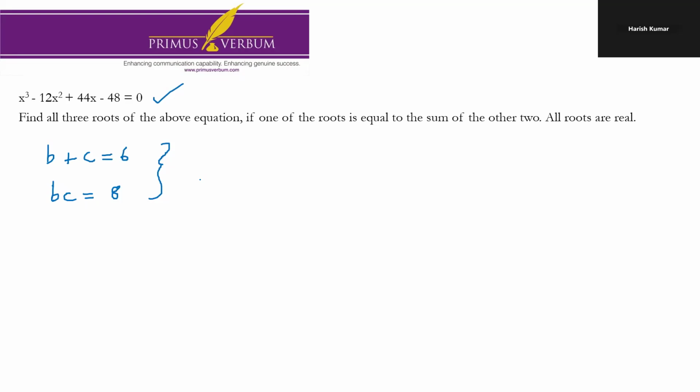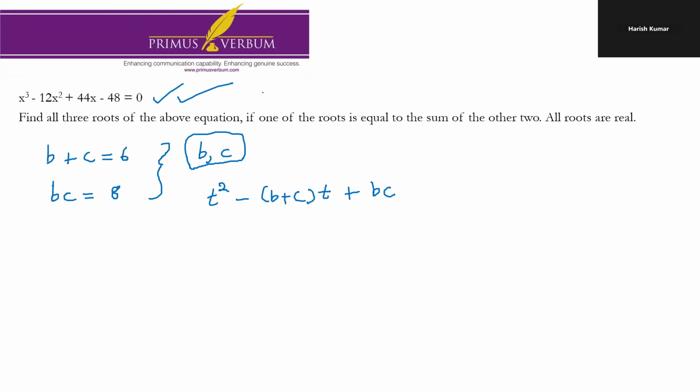we can assume that these two numbers B and C are the roots of a quadratic equation, which we can construct as t square minus (B plus C)t plus BC. That is, if B and C are the roots of a quadratic equation, and this equation is different from the cubic equation, okay?